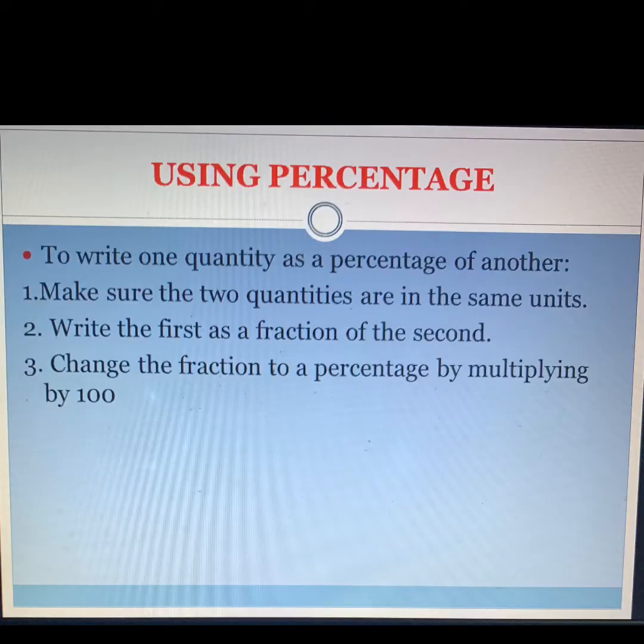Using percentages to write one quantity as a percentage of another, make sure that the two quantities are in the same units. This is very important. These are rules. Make sure that the quantities are in the same unit. Write the first as a fraction of the second. Change the fraction to a percentage by multiplying it by 100. So these three rules are very important. You need to make a fraction and multiply that by 100 to get the percentage.